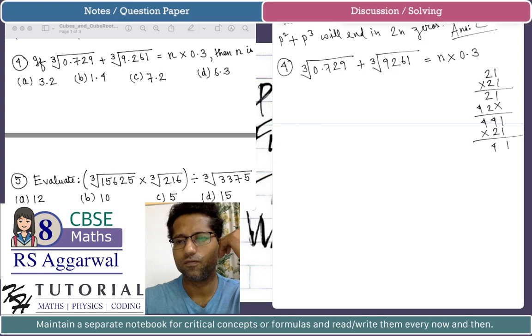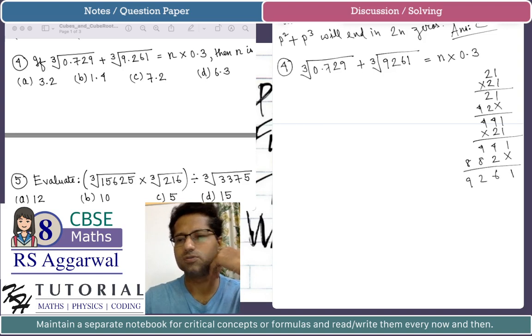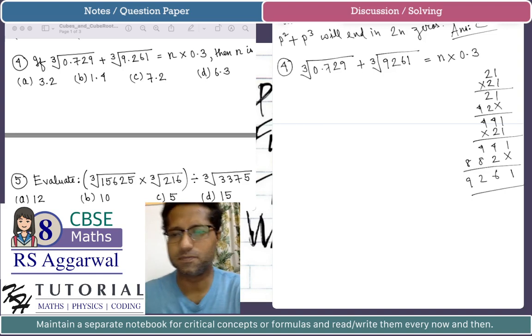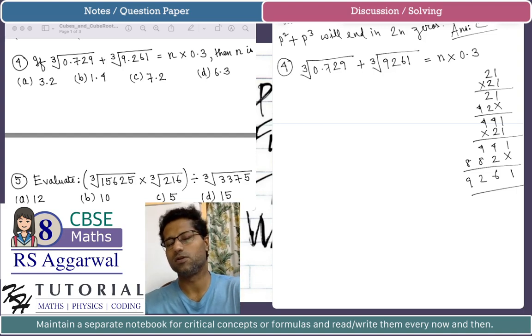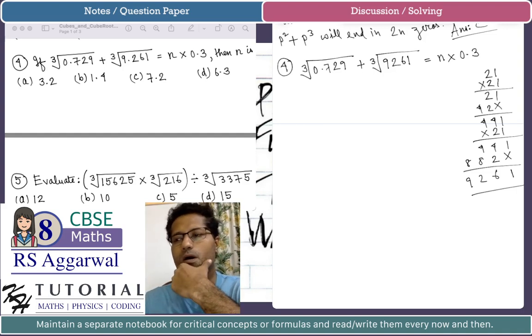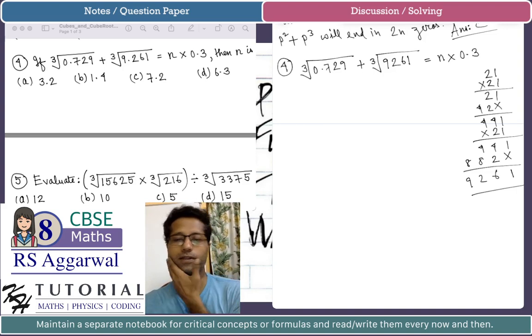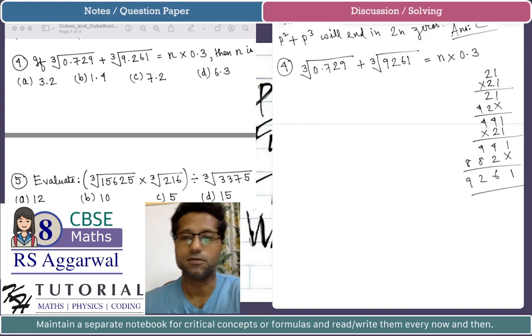We have 441 and we get 2, 8 and 8, and this is 1 and this is 6 to 9, 9261. Okay, so 21 must be the cube root of 9261. So I was just trying to guess. Using this kind of guessing, you can also find the cube root, but a definite sure shot way is to find the cube root by prime factorization.